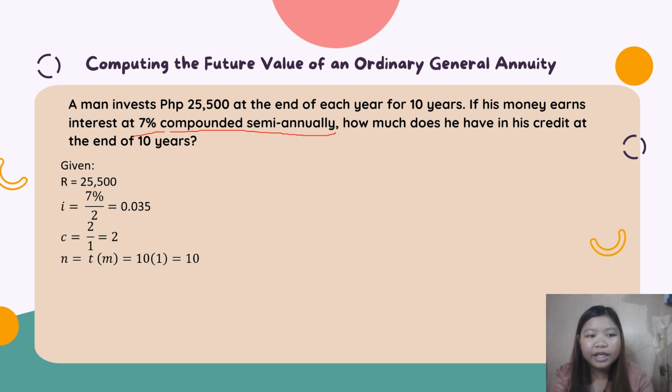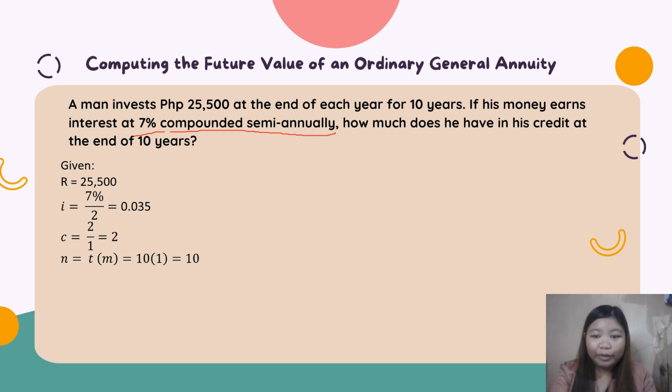Then for our C, which is equal to 2 over 1, because 2 is the conversion period per year, which is the semi-annually, and 1 because he will pay each year. So we have 2 over 1, which is equal to 2. Then, for our M, which is 10 times 1, because it is 10 years, and he will pay each year. So, 10 times 1 is equal to 10.